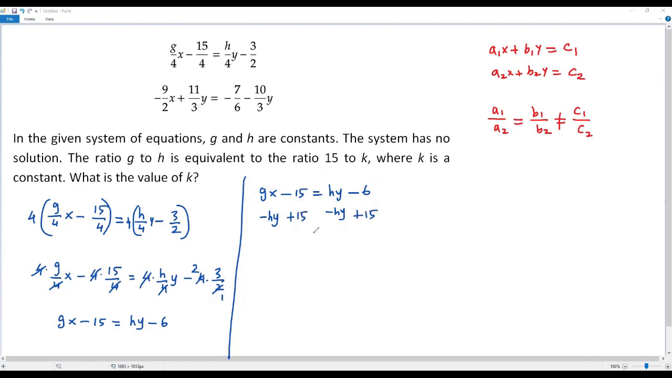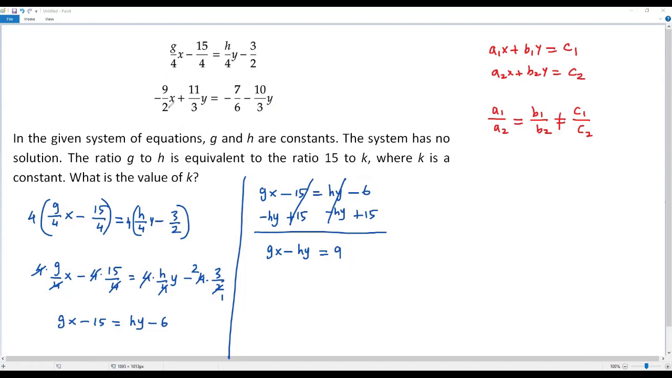Now to get rid of the constant −15 on the left side, we have to add 15 to both sides of the equation. When I do so, the positive hy and negative hy will cancel out, and −15 and positive 15 will cancel out. I am getting gx − hy on the left side. On the right side, when I simplify, I am getting positive 9. Okay, here I got the first equation in standard form. Now let me do the same thing for the second equation.